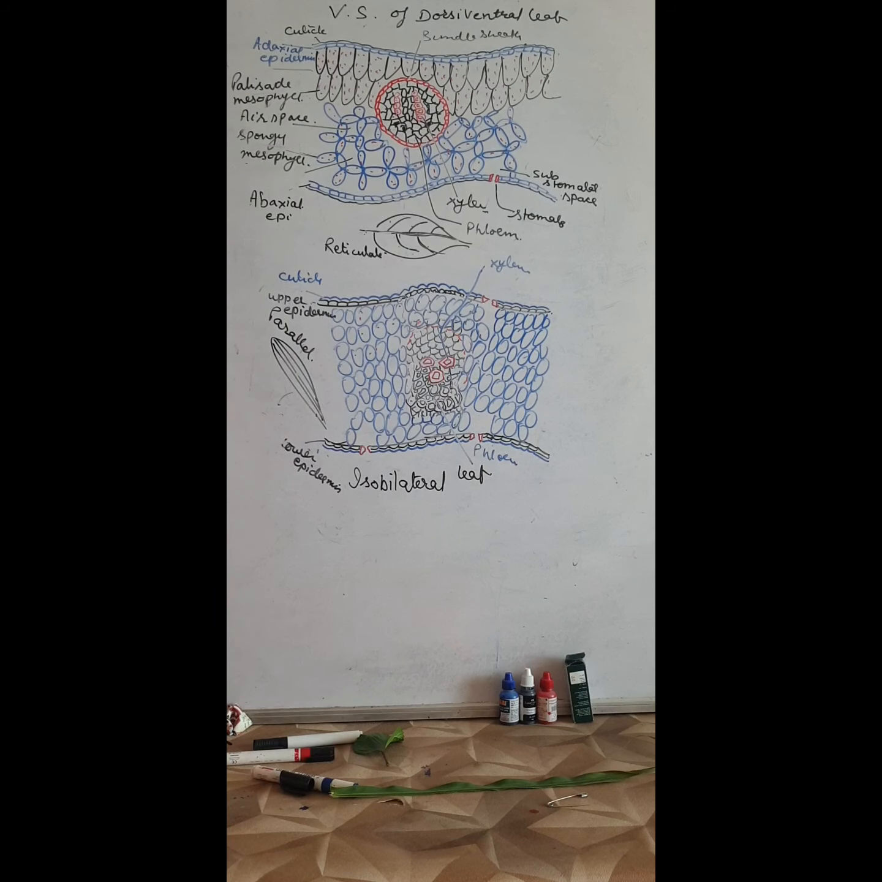In the dorsiventral leaf, the extension cells are made up of parenchyma or collenchyma. Here, the extension cells are sclerenchyma. In the dorsiventral leaf the bulliform cells are absent; in the isobilateral leaf the bulliform cells are present, found in some grasses and cereals. So these are the differences between the isobilateral leaf and the dorsiventral leaf.